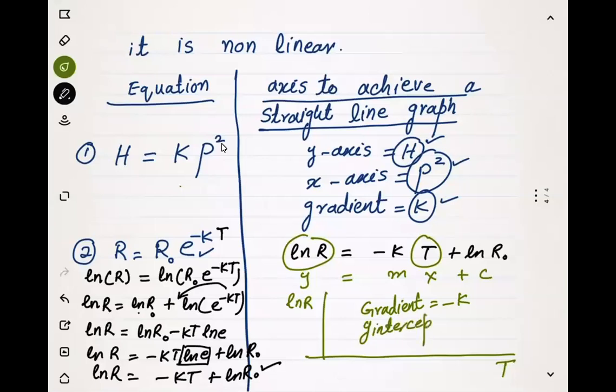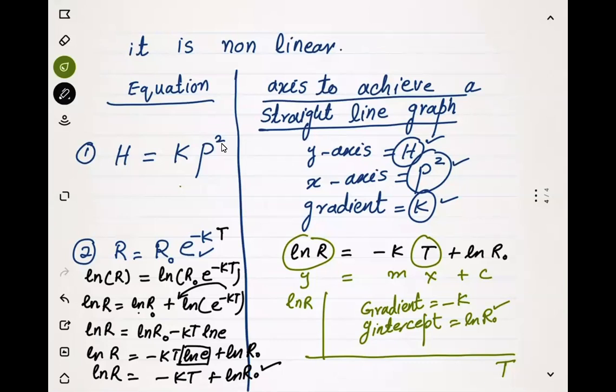And the y-intercept will be natural log of r naught. So these are the things you need to know. On the left hand side, we have equations. On the right hand side, x is for straight line.